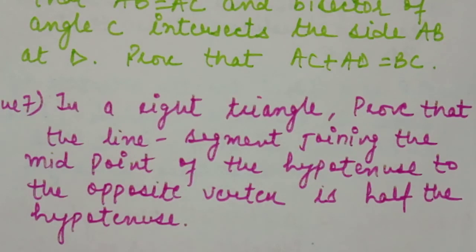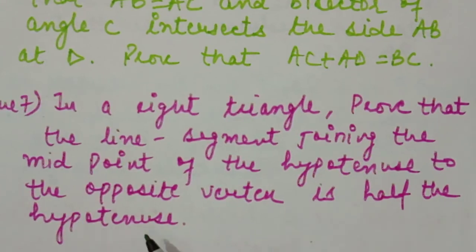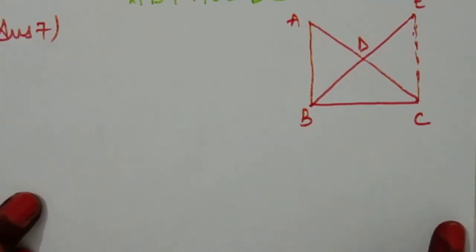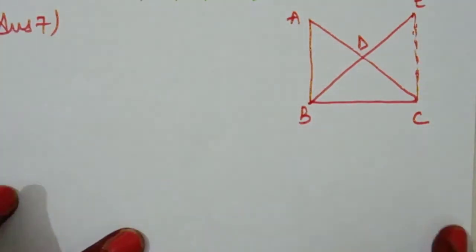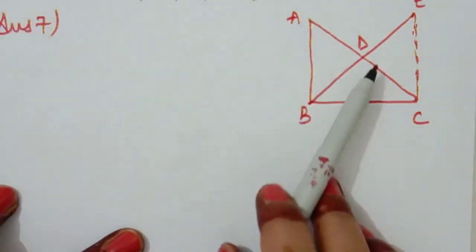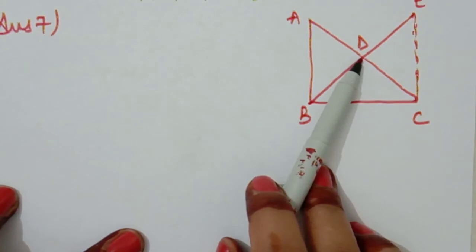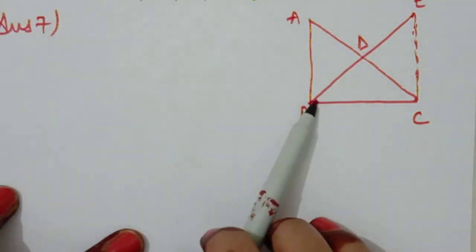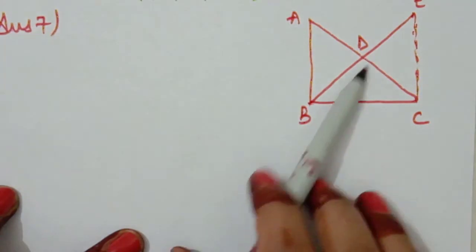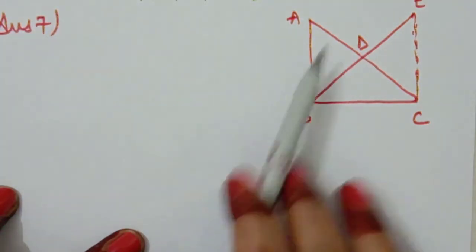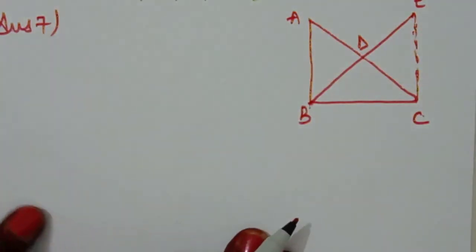The last question from your assignment was, in a right triangle, prove that the line segment joining the midpoint of the hypotenuse to the opposite vertex is half of the hypotenuse. So students, this is your last question diagram. We have a right angle triangle and this is the midpoint, and we have to prove that this, the opposite vertex, it means BD is the half of AC. BD is the half of AC.